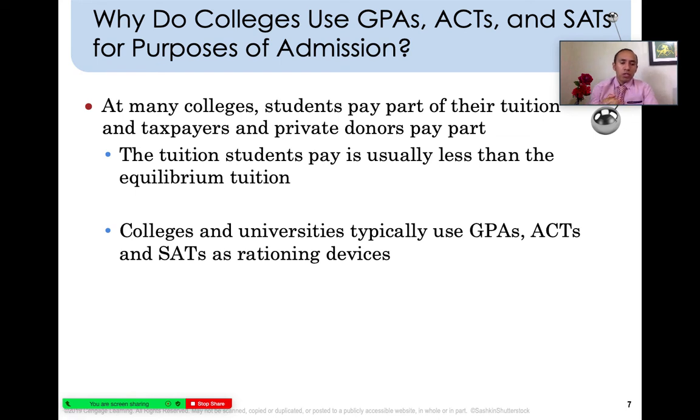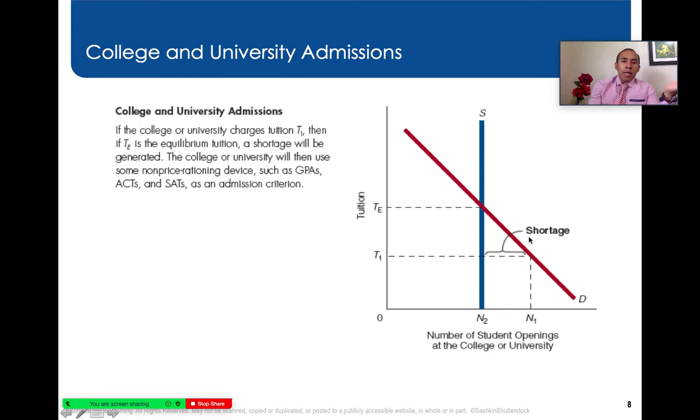So colleges have to decide who to enroll and who not to enroll to be accredited as one of the best in the region. So they take the GPAs, ACT, and SATs as a rationing device to allocate who gets in and who doesn't get in, and so on. The economic model for this particular description is as follows.